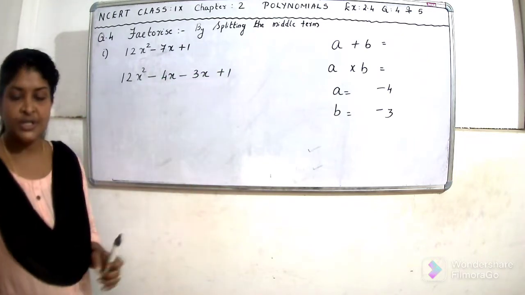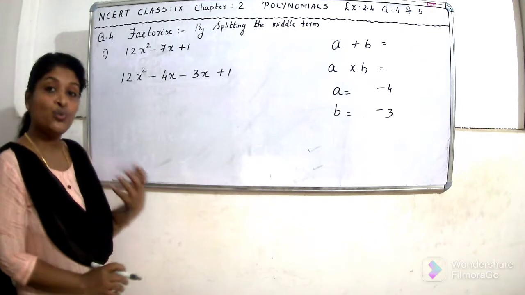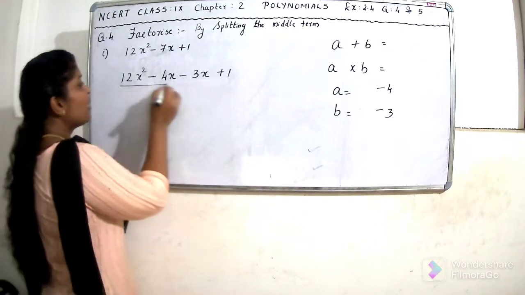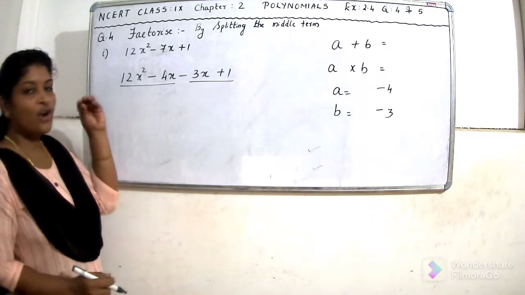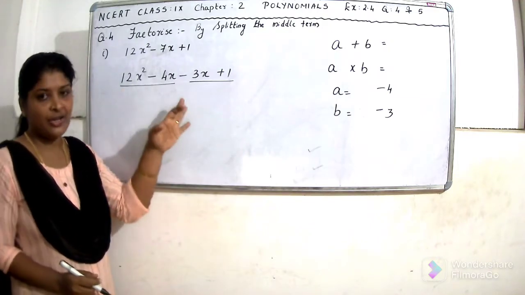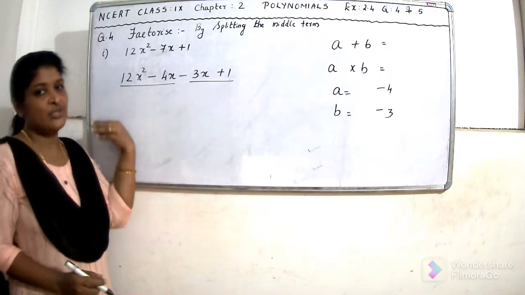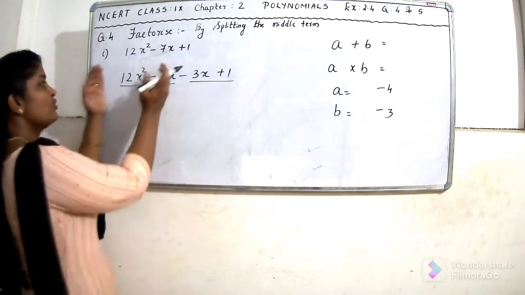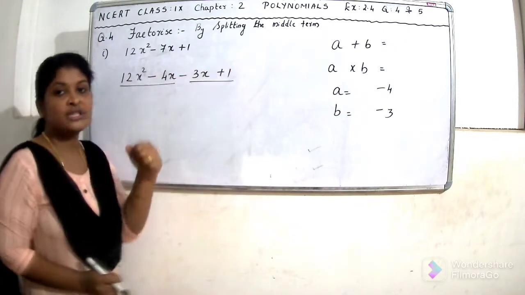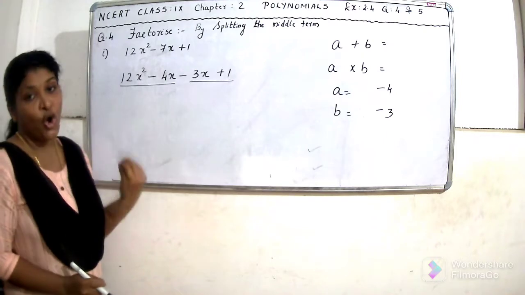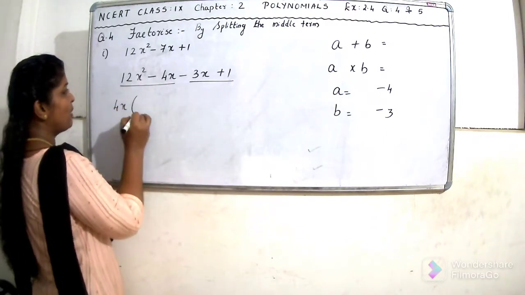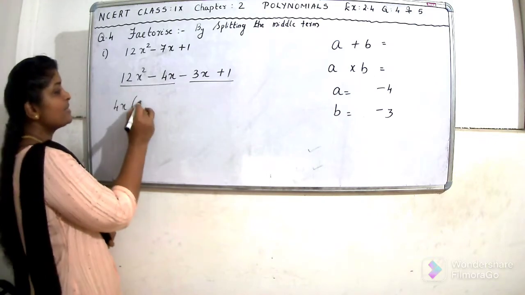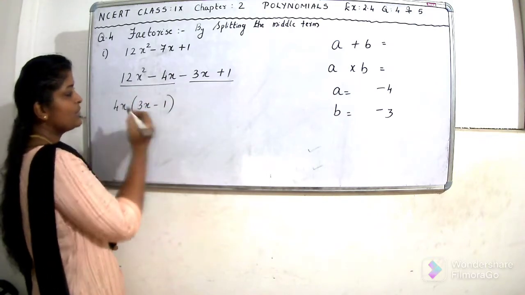Splitting is over. Now what is the next step? We have to group the terms. So these two are in one group and these two are in the other group. For understanding only I underline here. This is not compulsory, you can keep it in your mind also. So these are the groups. Now what is the third step? We have to take the common outside. From these two we can take 4x common. Now what is balance here? 3x minus 1 is balance.